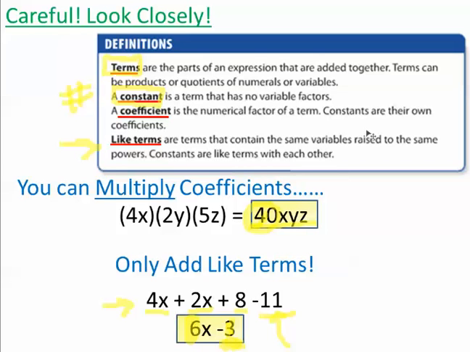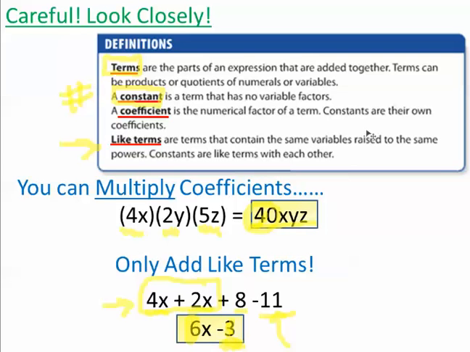Like terms is really important to understand. I have 3 terms here, and none of them are alike. 4x, 2y, 5z. Those are not like terms. Down here, I have 2 terms that match. They're exactly the same in their variables. So this one has an x, this one has an x.